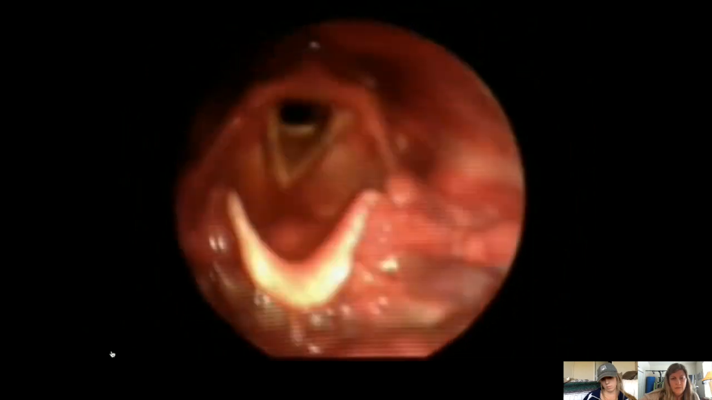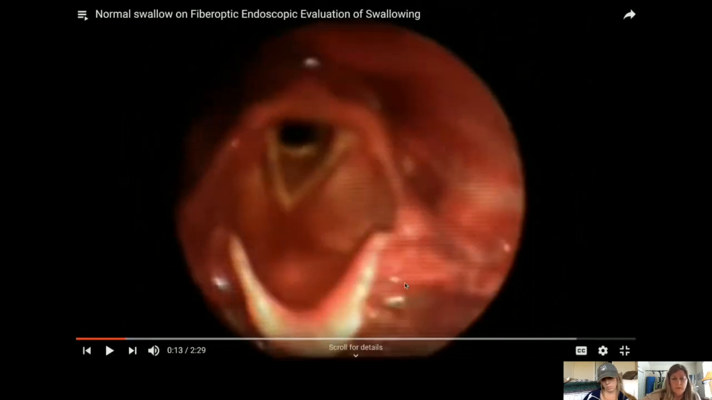Let's see. Oh, almost. There we go. Right there. We're coming through it. And now, right here, what we're looking at is down here. So at the bottom of the circle, you're looking at the base of your tongue. And then this white thing here will be your epiglottis, which is what we're going to see cover your airway, which is right here. This is your trachea, where the air goes into your lungs.